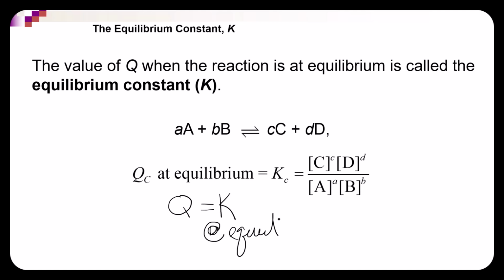If we are not at equilibrium, if we are before equilibrium or we've flown past equilibrium, then what we will see is that this Q value could possibly be bigger than K, or we could see this Q value possibly less than K. So these two scenarios are not equilibrium.